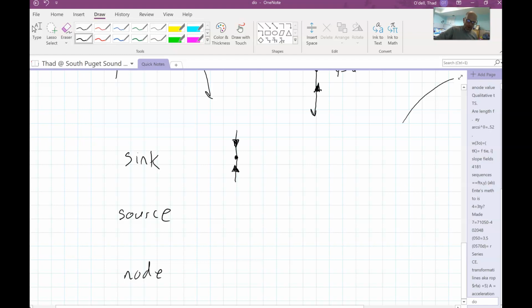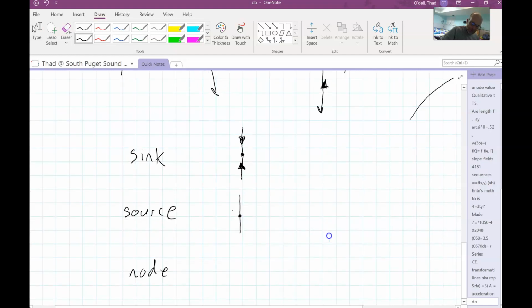A source is the opposite, because you think of the source of where something's coming from. So a source on a phase line, the arrows essentially are pointing away from it. Below the equilibrium point, the rope climber is climbing down. Above the equilibrium point, the rope climber is climbing up.